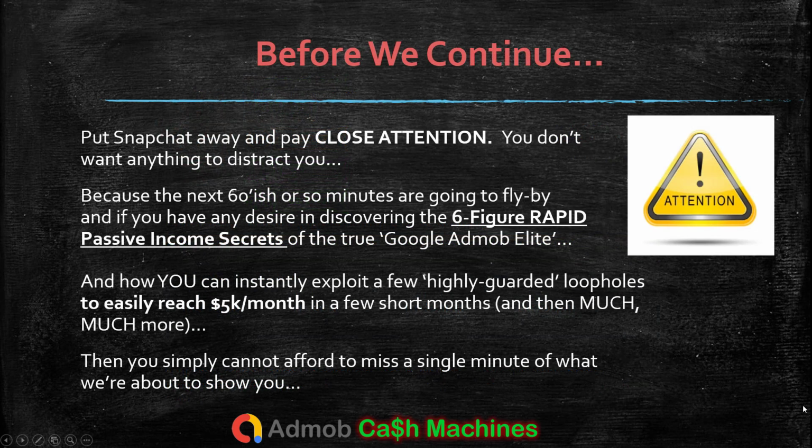So, folks, before we continue here, do yourself a favor, put Snapchat away, and pay close attention because you don't want anything to distract you. Because the next 60-ish or so minutes are just going to fly by, and if you have any desire in discovering the 6-figure rapid passive income secrets of the true Google AdMob elite, okay, and how you can instantly exploit a few highly guarded loopholes to easily reach $5,000 a month in passive income in a few short months, and then much, much more after that, well, then you simply cannot afford to miss a single minute of what we're about to show you here.